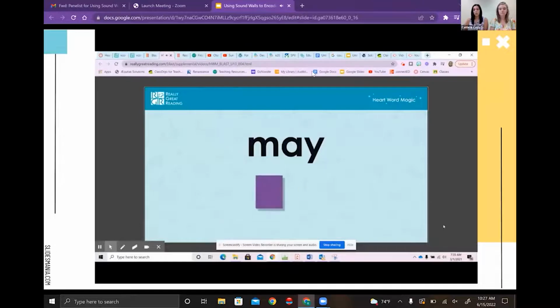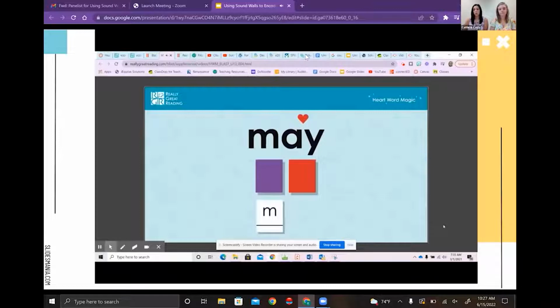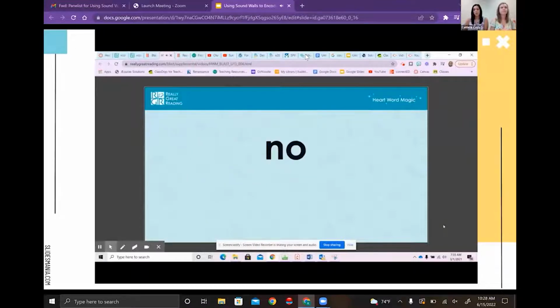May. May. We need to remember the second part of this word by heart. M is spelled with the letter M. A is spelled with the letters A-Y. M-A-Y, may. No. N-O. No.